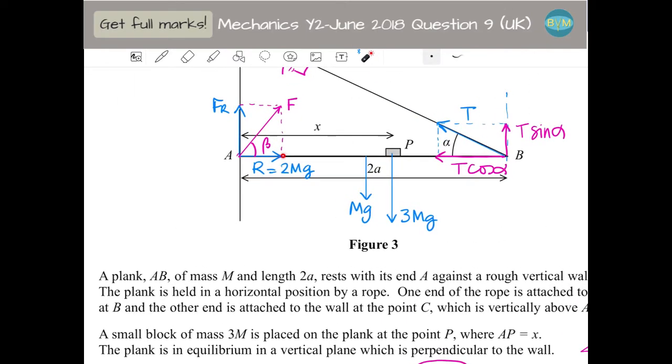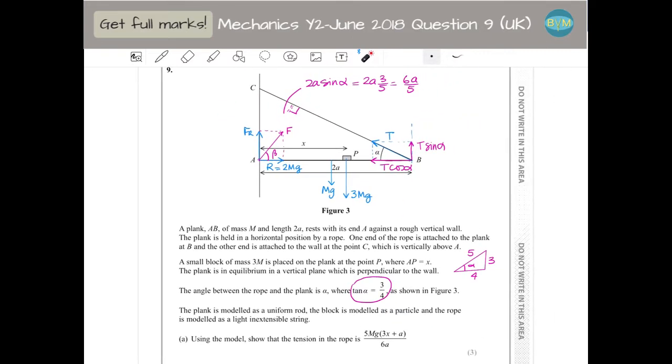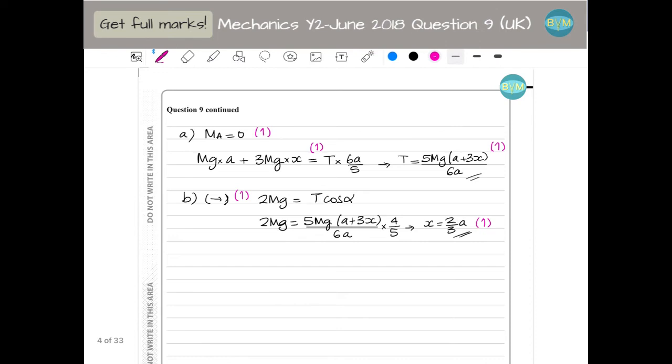So I know this component. If I am able to know this component, I can find tan of beta because it's opposite divided by adjacent. How can I find this vertical one? So I would say resolving vertically, because I haven't used that equation yet, and I have 2 forces down and 2 forces up. So I'm going to do that, resolve vertically.